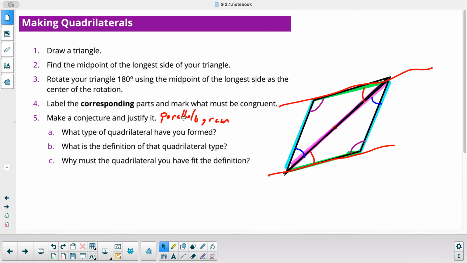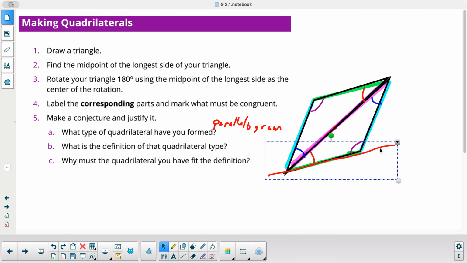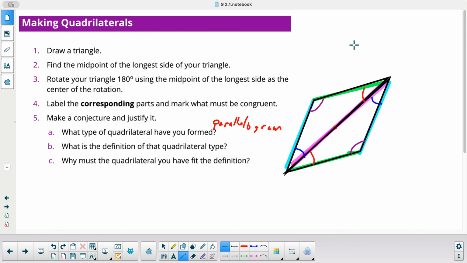for A, it was a parallelogram. What is the definition of that quadrilateral type? I guess I need to come up with the other ones. So if I look at these two blue angles, okay, those are alternate interior angles of the other ones, the other parallel lines. So let's take a quick look here. If these are my parallel lines right here, the blues are alternate interior because they're on the interior of the parallel lines, alternate sides of this transversal here. So we could say that these are parallel as well.